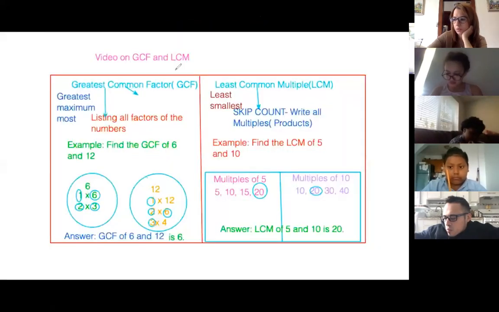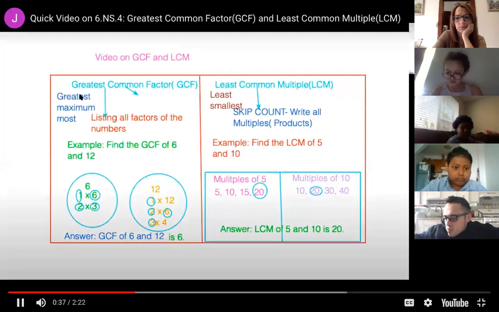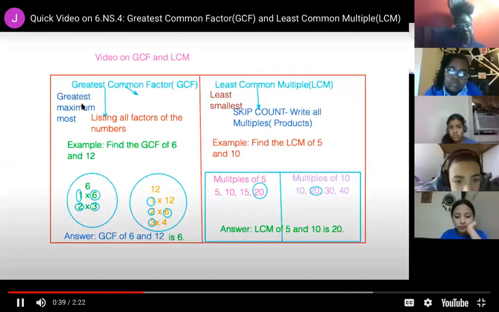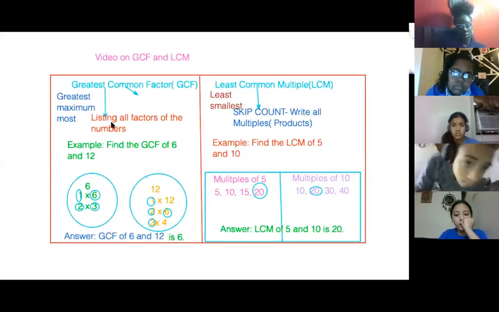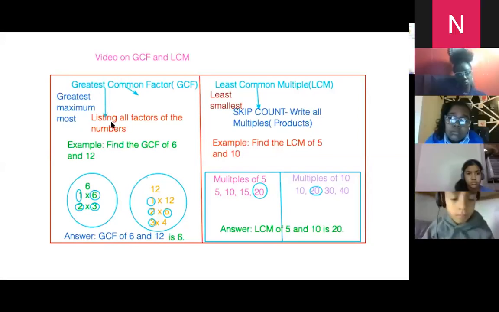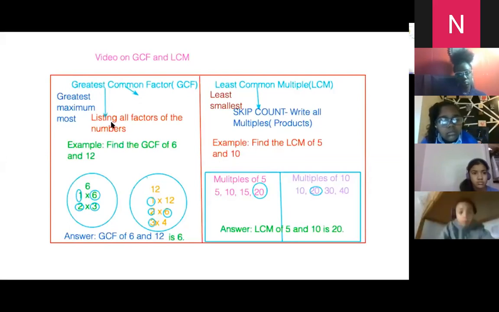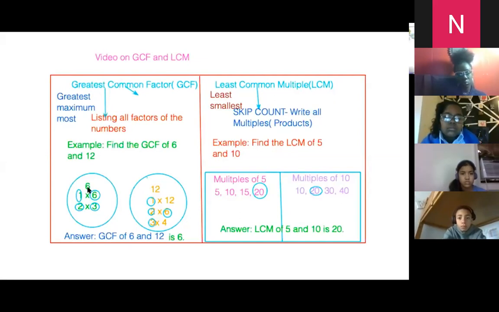When we are talking about finding the greatest common factor, which is on the left, where my cursor is, when you see the words greatest common factor, immediately you need to think of the words greatest, maximum, and most. When you find the greatest common factor, you're going to list all the factors of the number. So let's look at my friends 6 and 12. We want to find the greatest common factor of 6 and 12. For 6, we want to list all the factors in order from least, which is the smallest, to greatest, which is the largest.